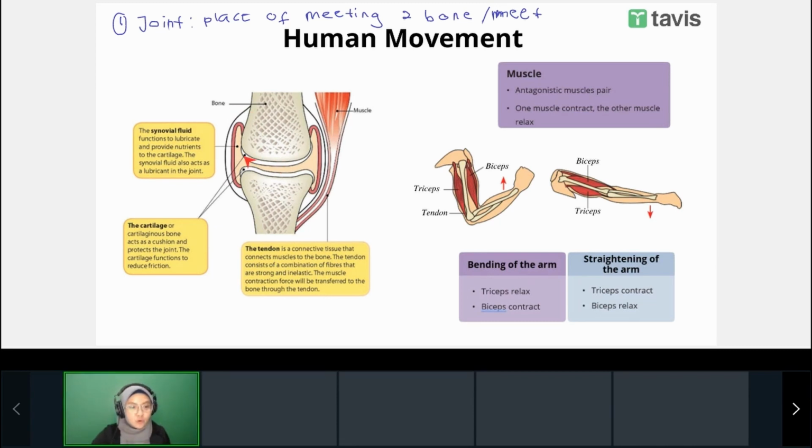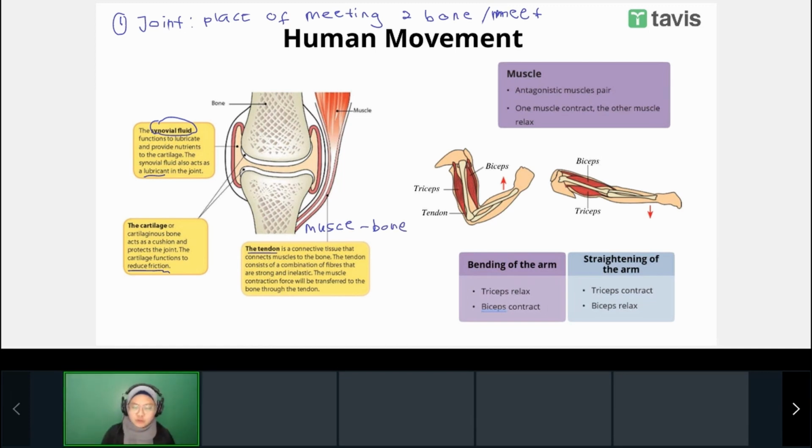Okay, at the end of our bone, this is a cartilage. The function of cartilage is that it serves as a cushion to reduce the friction of those two bones. Okay, in the middle of it, we have synovial fluid. The function of the synovial fluid is as a lubricant in our joint so that we can reduce the friction, the pressure. Okay, how about tendon? Tendon is a place where your muscle is connected with the bone.